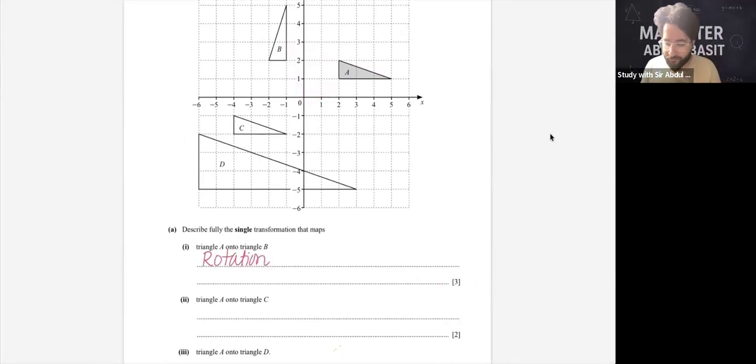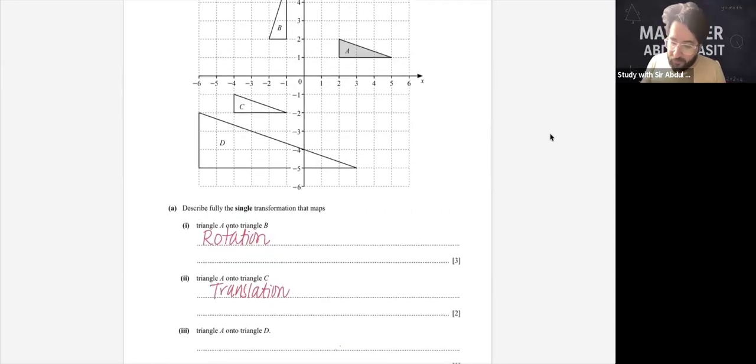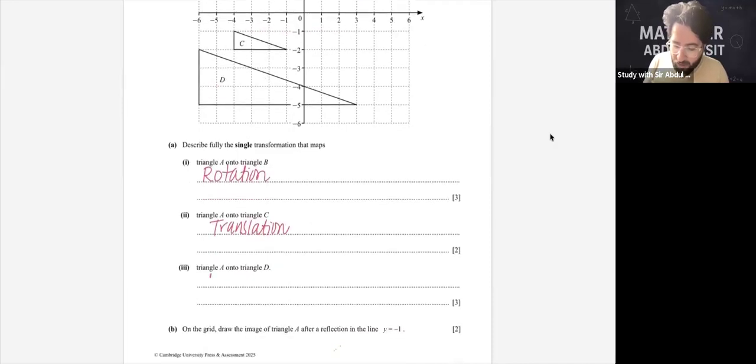What about A onto C? Okay, see, A onto C is technically a sliding. So this is a translation. So let me get 1 more mark from the examiner for writing the correct word with correct spelling. Okay, A onto D. So A onto D is enlargement.